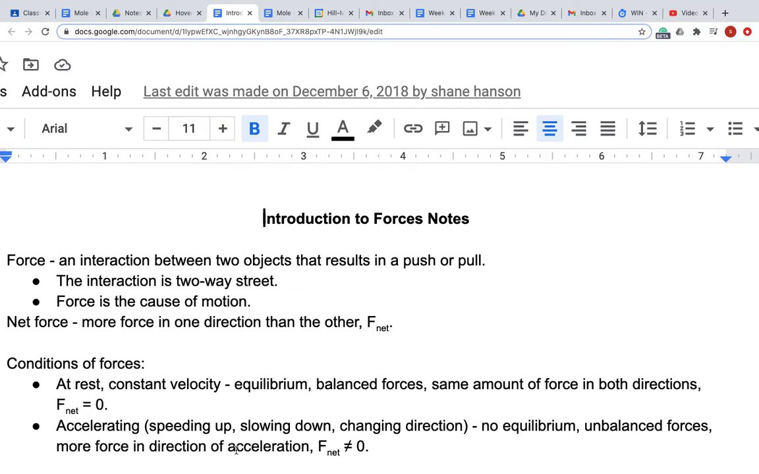If something is speeding up, the acceleration is working with the motion. So the F net in this case is not equal to 0. It is just the amount of extra force in one of the directions.